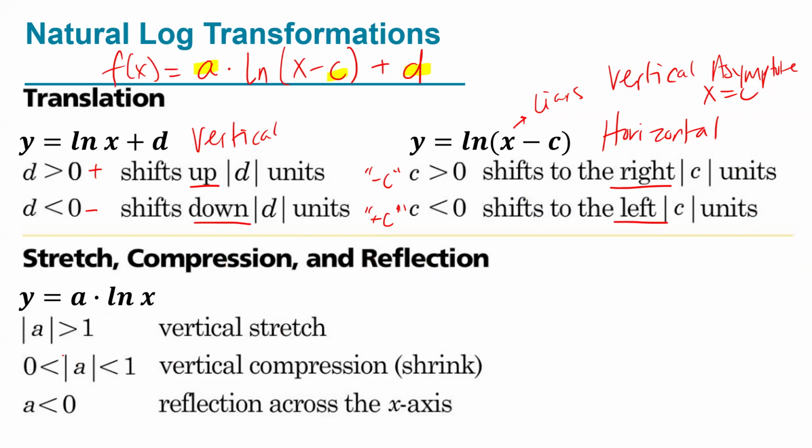The key thing to pay attention to is the absolute value. So to determine whether it's a stretch or compression, you're taking the absolute value of that A, okay? Meaning that it being negative or positive has nothing to do with it. It's just talking about absolute value, what is distance from zero. If it's greater than 1, then I'm stretching vertically, okay?